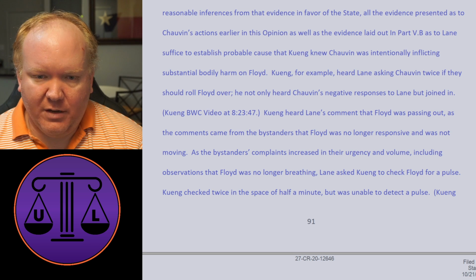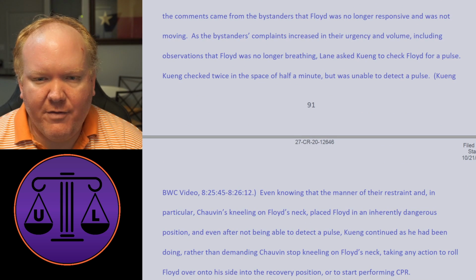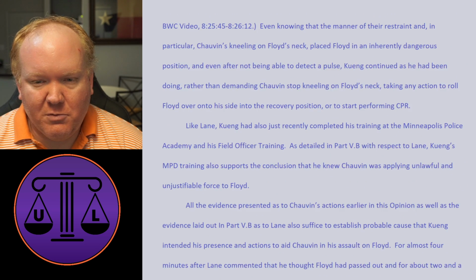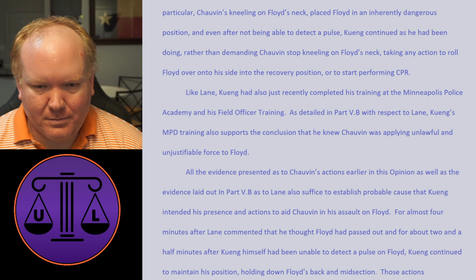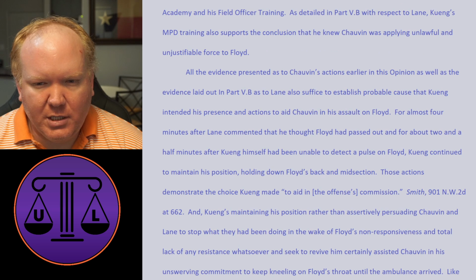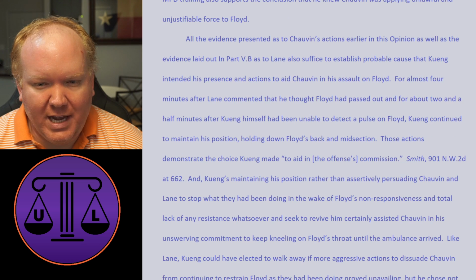Kueng knew that he was intentionally inflicting harm. He heard Lane asking and commenting about stuff. Bystanders were giving him knowledge. He had also just recently completed training. All the evidence points to the actions earlier, as well as the evidence that established Kane for almost 4 minutes. Kueng had been unable to detect the pulse, continued to maintain his position, holding down his back and midsection.